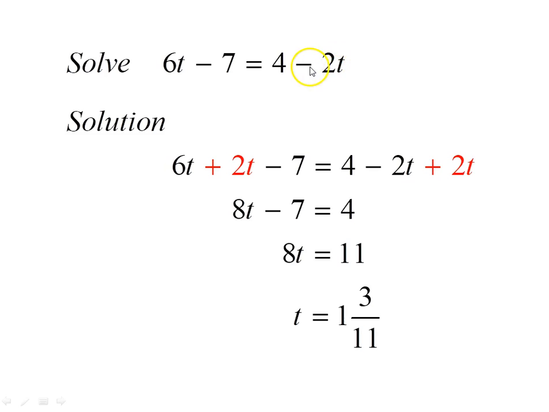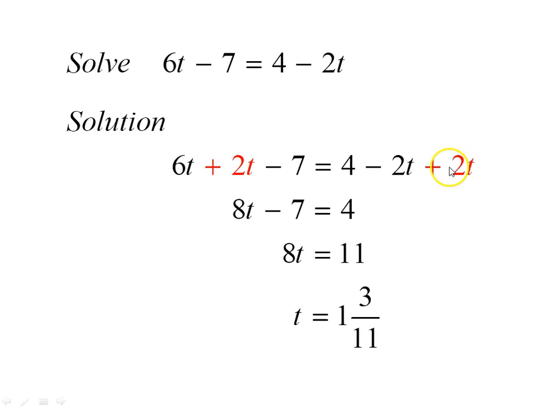And so what we'll do is we'll add the inverse operation to minus 2t, as plus 2t. So we'll add 2t to both sides. Remember, what you do to one side, you must do to the other. So if I add 2t on the right, I must also add it on the left. So what we get is 6t plus 2t minus 7 is equal to 4 minus 2t plus 2t.